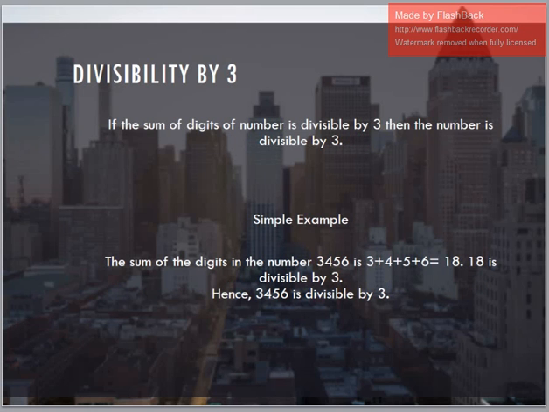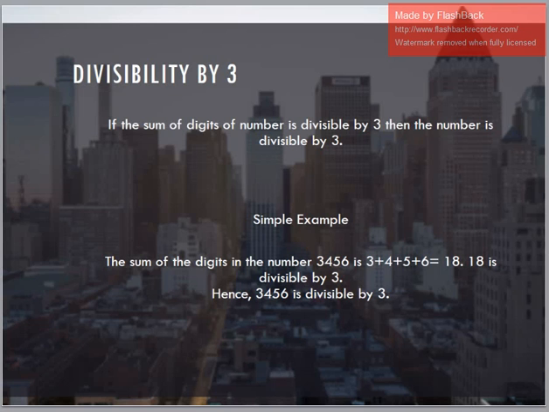Let us proceed sa susunod na rule, divisibility by 3. If the sum of digits of a number is divisible by 3, then the number is divisible by 3. So, proceed tayo sa example. The sum of the digits in the number 3456 is 3 plus 4 plus 5 plus 6 would be equal to 18. 18 is divisible by 3.